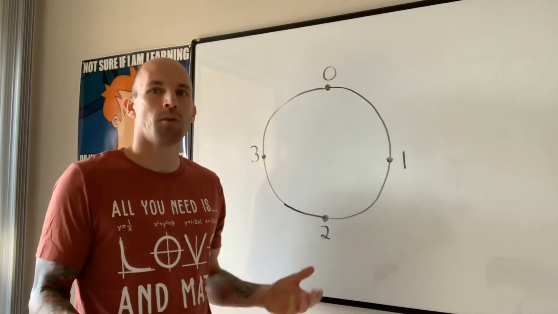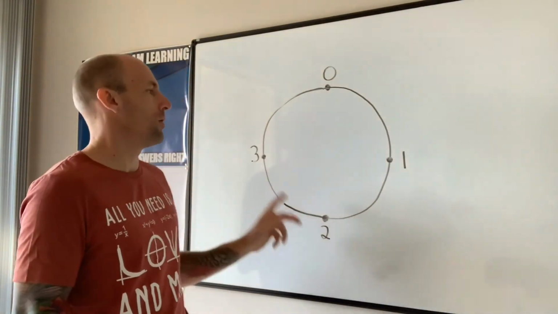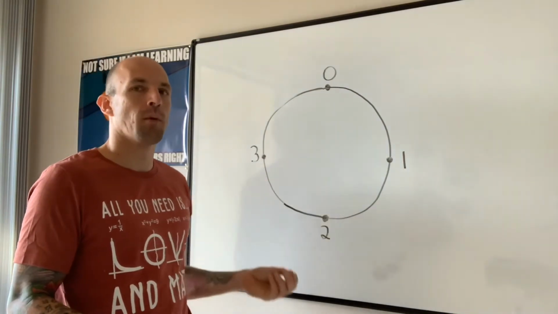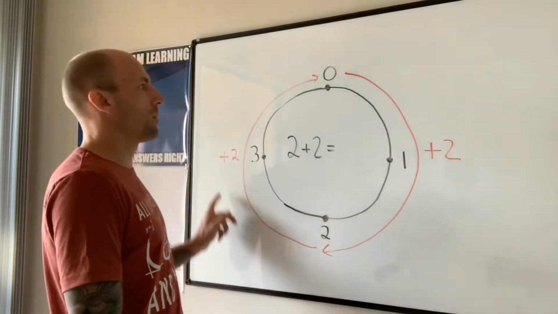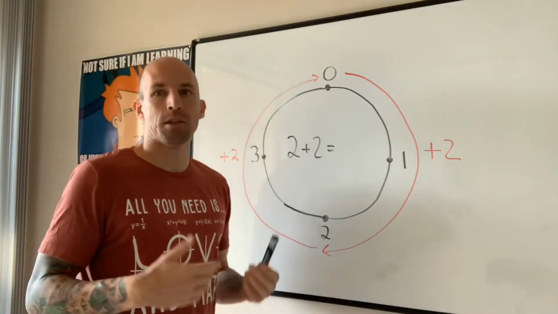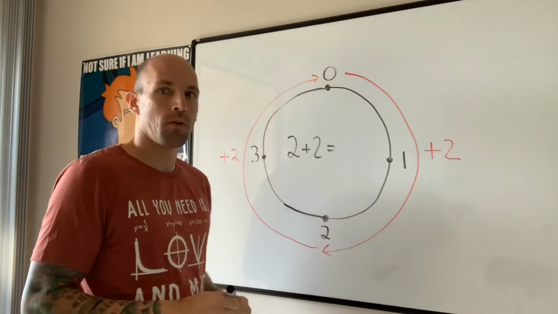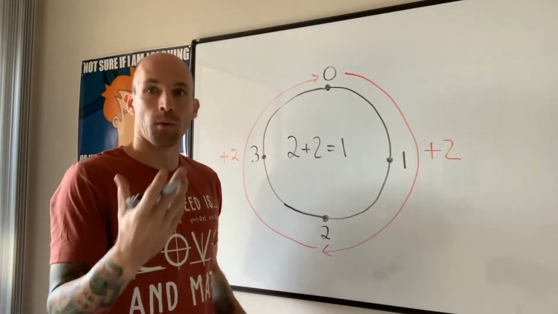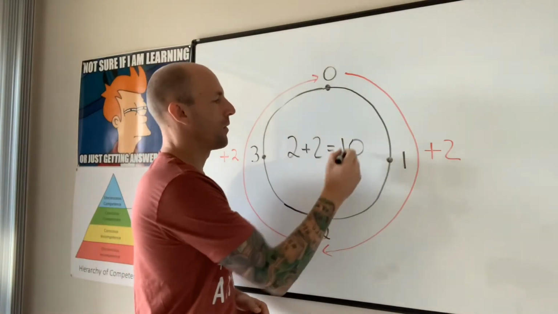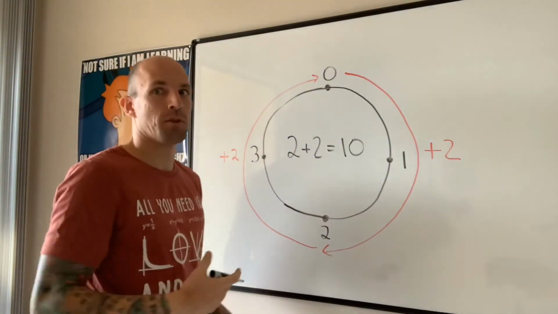Now let's look at a number circle with 4 digits. 0, 1, 2, and 3. What do we get when we add 2 plus 2 here? Starting from 0, jump to 2, and then jump 2 again to end up back at 0 where you started. So what did we do? We made one complete trip around the circle. Where did we end up? 0. So under these conditions, 2 plus 2 is equal to 10.